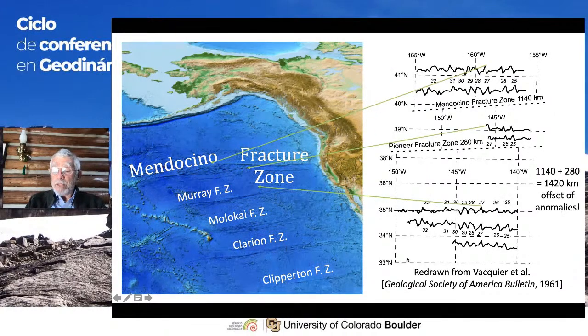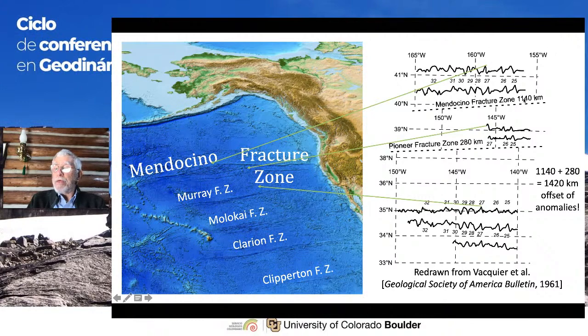Now move forward. This is now the early 1960s. Vacquier said, "Well, let's go out. If it's a strike slip fault, let's measure magnetic anomalies." And so they went out there, and I'm showing you just a few profiles. This is the Mendocino fracture zone, where note the coordinates 165, 160. South of it, the coordinates have changed. But north of the Mendocino fracture, anomaly 25, 26, big long space, 27, 28, 29, 30, 31, and so forth. You see those. Go south of the fracture zone and you see 25, 26, 27 again, just north of this small fracture zone, the Pioneer fracture zone.